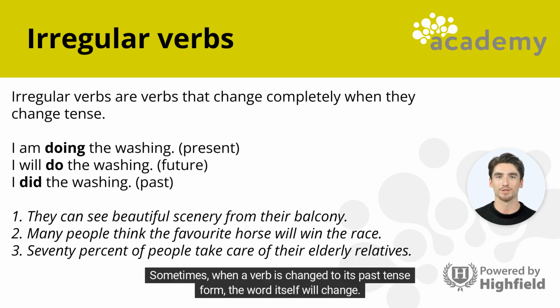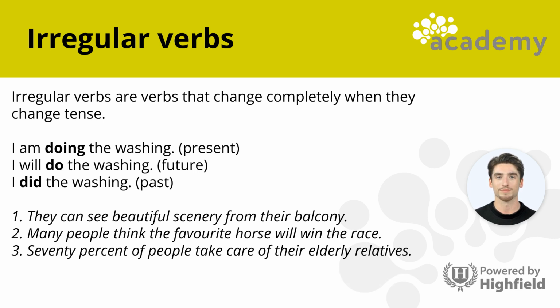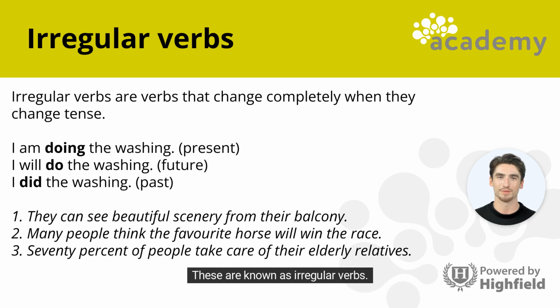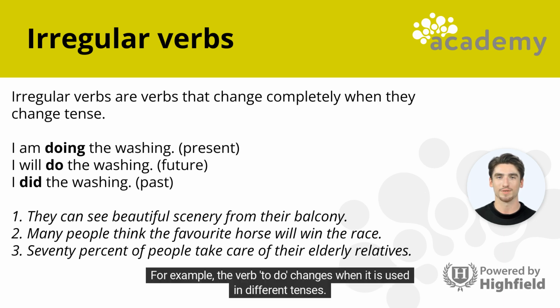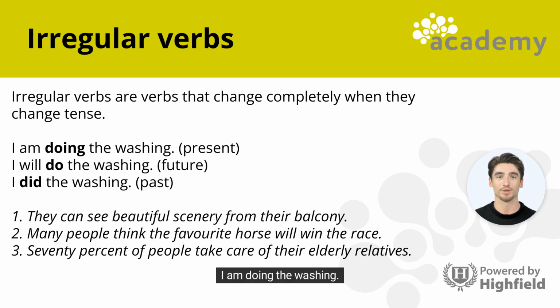Sometimes, when a verb is changed to its past tense form, the word itself will change. These are known as irregular verbs. For example, the verb to do changes when it is used in different tenses. I am doing the washing. The verb doing is used in the present tense. I will do the washing. The verb do is used in the future tense. I did the washing. The verb did is used in the past tense. The word did is an irregular verb.